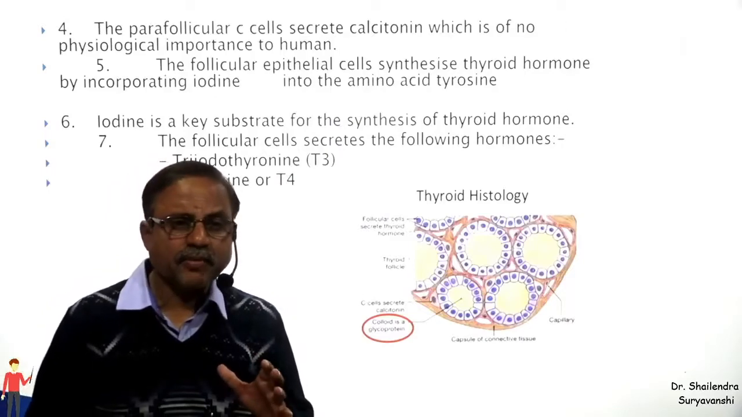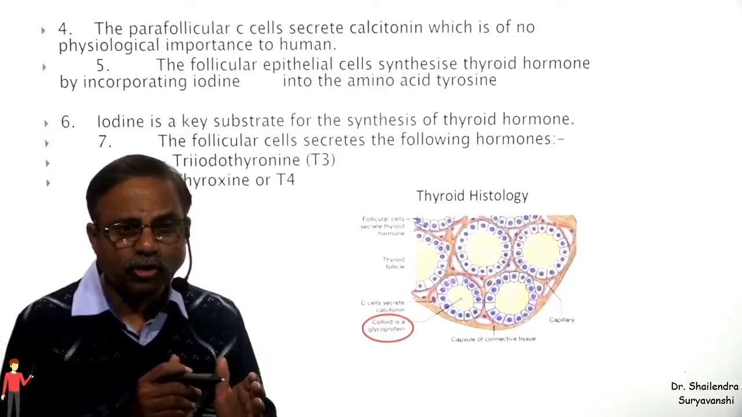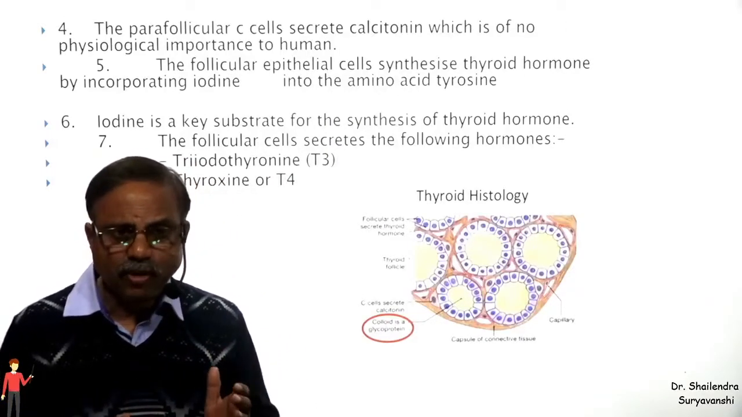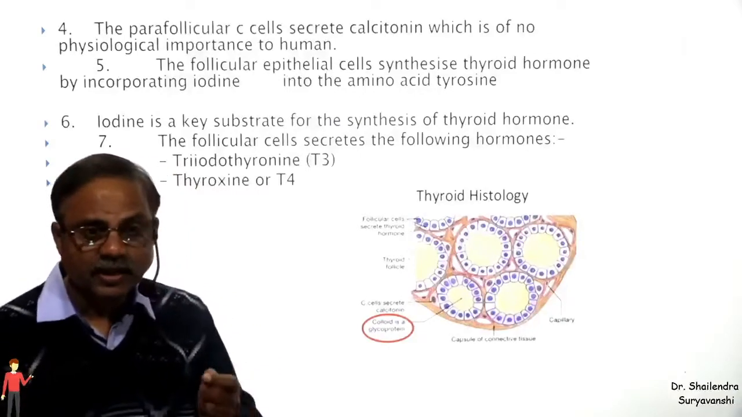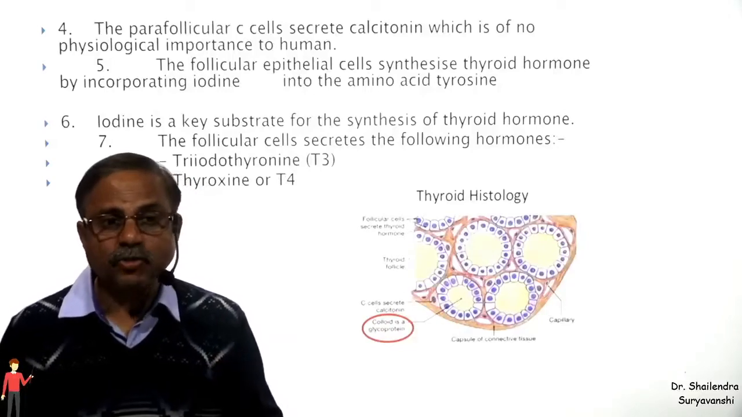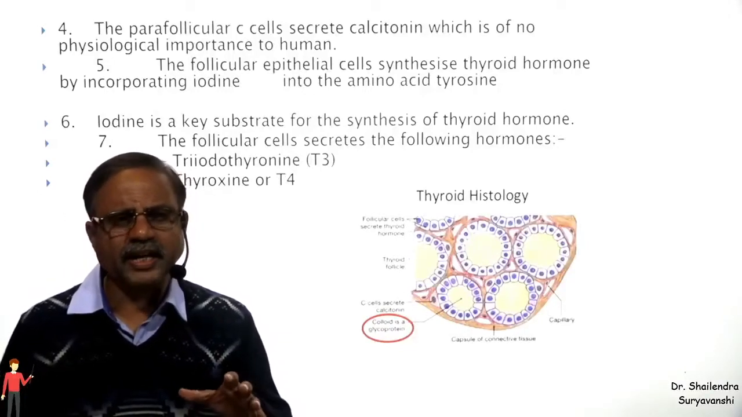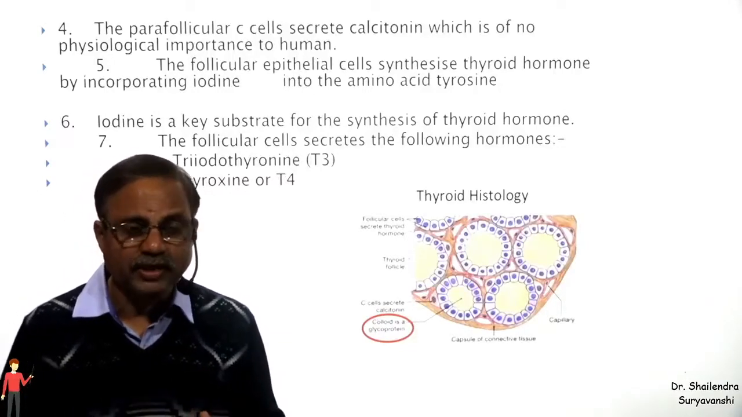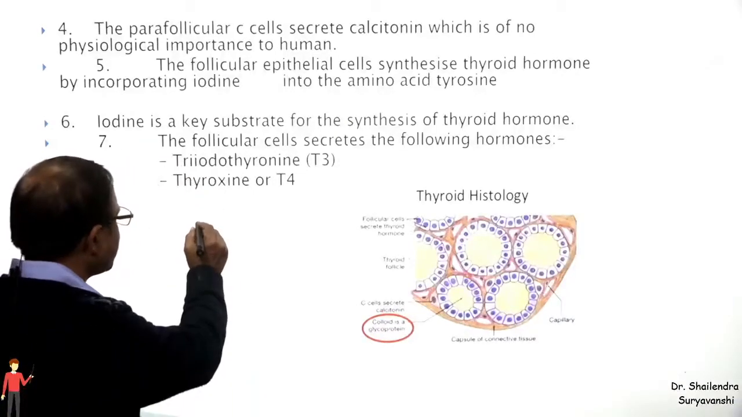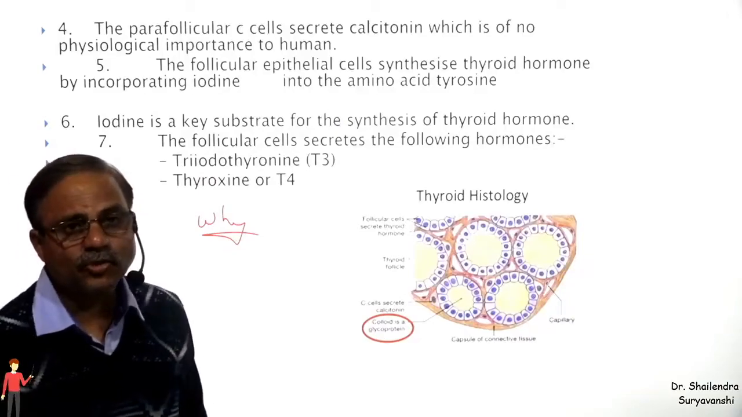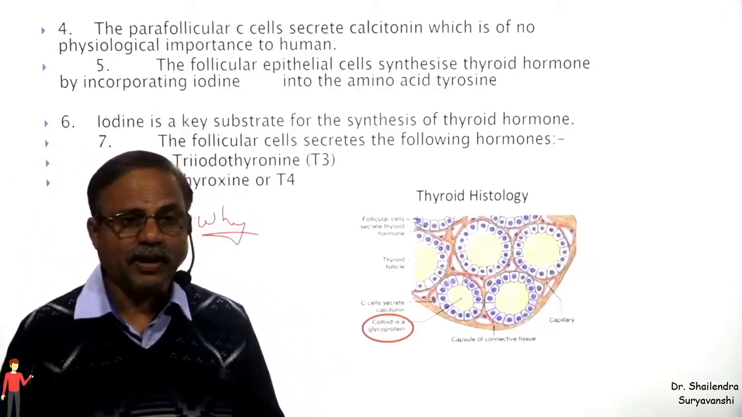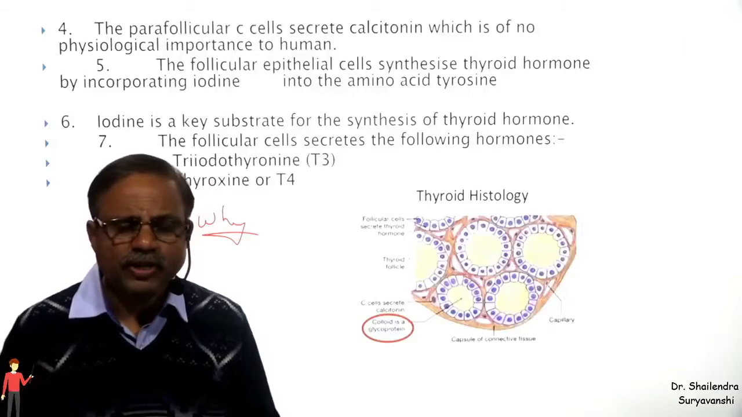The thyroid gland principally consists of two cells. One is the parafollicular cell, known as the C cell, and the other is the follicular cell. Parafollicular cells secrete the hormone calcitonin. They play some role in calcium, but it is of no importance. Now I will ask you, students, a question: why is the calcitonin secreted by the parafollicular cell of no importance to you?